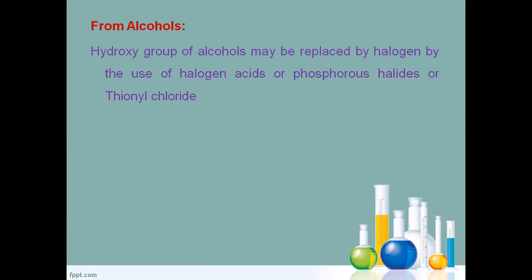Alcohols are nothing but hydroxy compounds. The OH group containing compounds are known as alcohols, and the general formula is ROH. The hydroxy group is replaced by the halogen by treating with halogen acid, or phosphorus halides, or thionyl chloride to form alkyl halide. Alkyl halides are obtained by replacing the hydroxy group of the alcohol by treating with halogen acids, or phosphorus halides, or thionyl chloride.